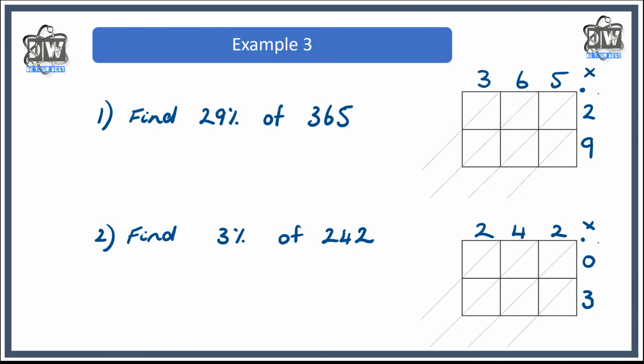Okie dokie, everyone. Let's work on the top one here. We've got 5 timesing by 2 is 10. 2 timesing by 6 is 12. 2 timesing by 3 is 6. 9 timesing by 5 is 45. 9 timesing by 6 is 54. 9 timesing by 3 is 27.